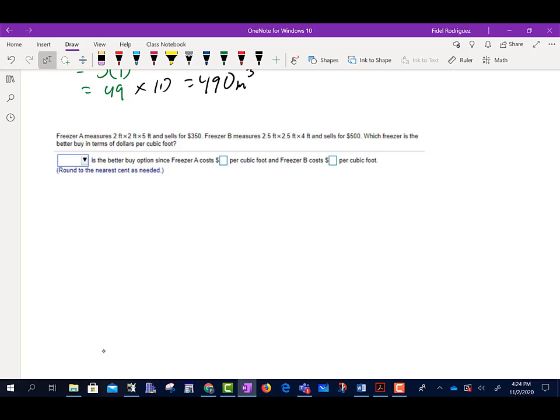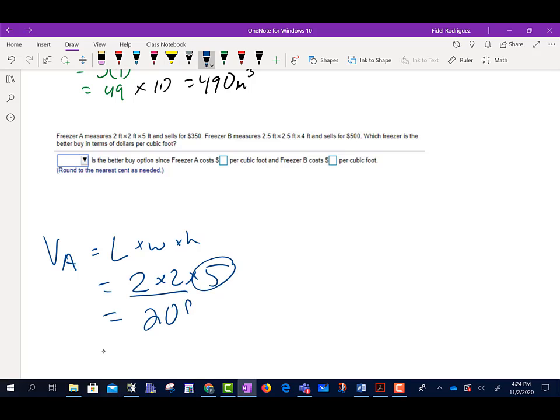Okay, so let's do freezer A. So let's find the volume of A. Remember, length times width times height. Okay, so we're going to take 2 by 2 by 5. 2 by 2 is 4, by 5 is 20, so this is 20 cubic feet.